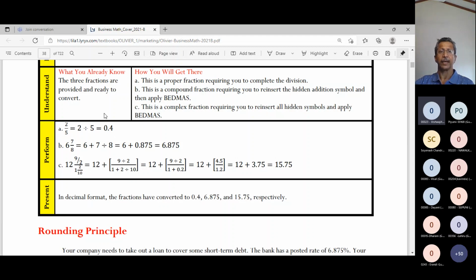In this lesson we did 2 divided by 5, and I think I explained it, so there's no need to write it out again. Okay. So we'll do this C, right? It is more B and C that we will do. B is 6, 7 divided by 8. Here the complex one is 12, 9 divided by 2, 1, 2, 10. Okay, we'll do these 2 examples.